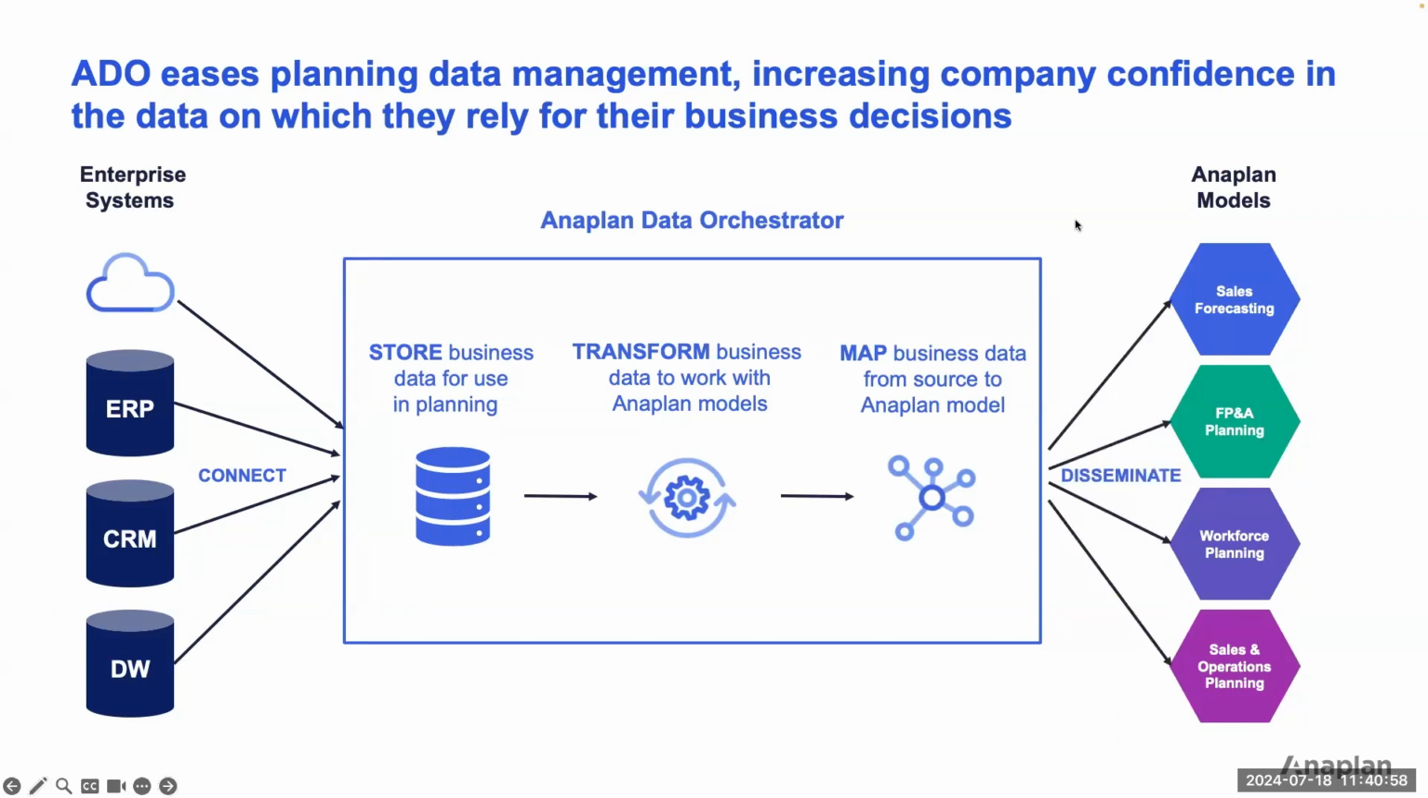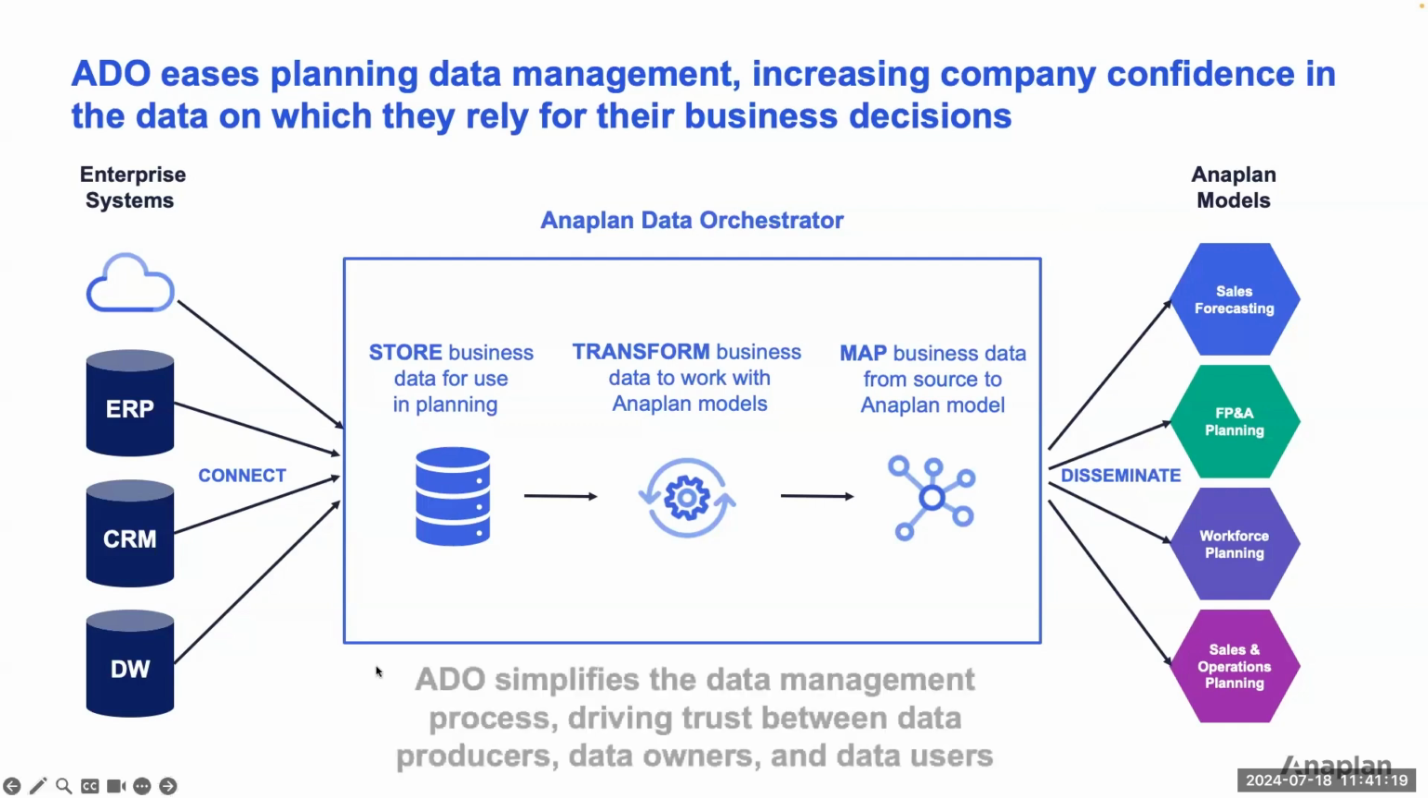Then once we've mapped where that data is going, we can then disseminate to our different models. This can be done in a variety of ways, whether it be a manual push from ADO, a button on a dashboard, or we can manage this through workflow as well, where we could set up things like schedulers where we can schedule when we want to move that data.